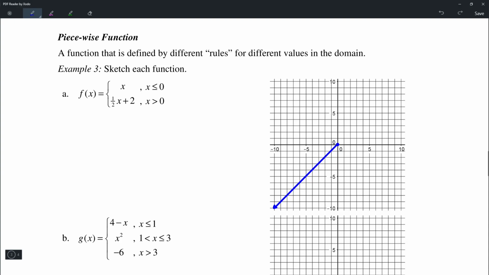Now, once x is greater than 0, the function changes to 1/2 x plus 2. So here we're going to use an open circle at the y-intercept of 2. And then from there, we have a slope of positive 1/2, which means the rest of the graph will look like this. And that's how we graph a piecewise function. Notice that the domain for this function is all real numbers. Sorry, x is an element of the real numbers, since all x values were covered.